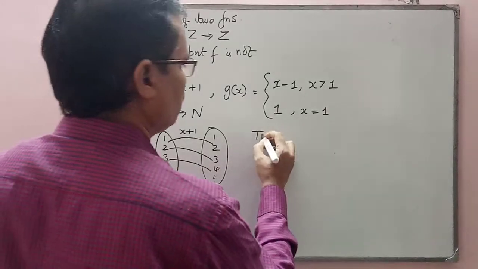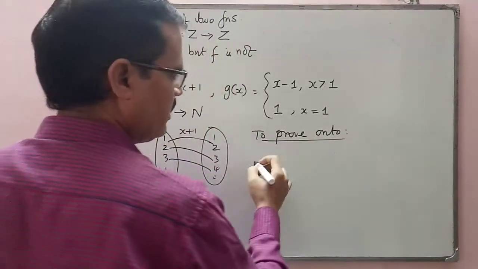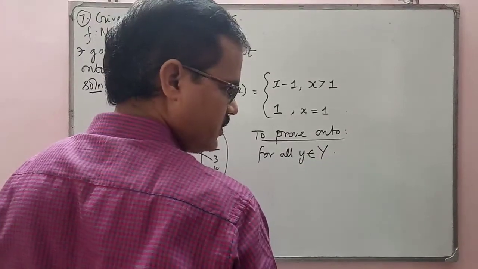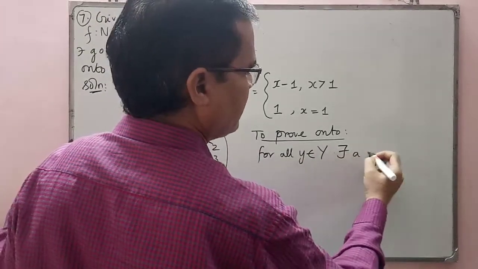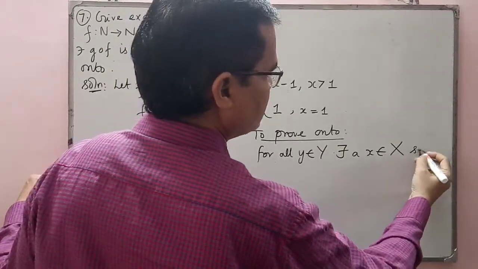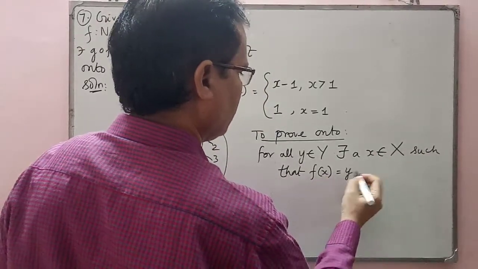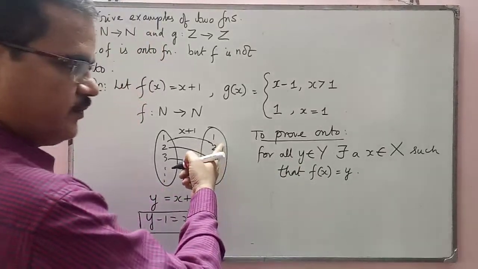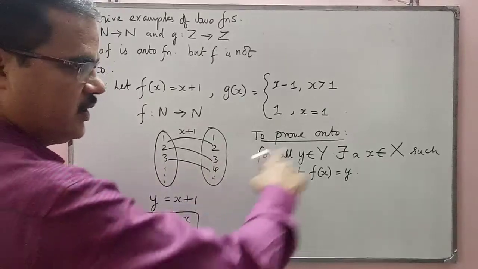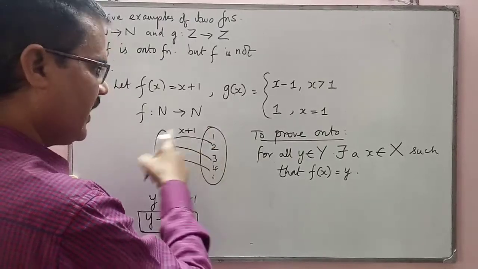Now to prove onto, what is the definition, children? In every problem I write the onto function definition: for all y belonging to capital Y, which is the codomain, there exists an x belonging to capital X, where capital X refers to the domain, such that f of x equals y. So for every image you should have an element in the domain. Whenever you have a y in your codomain, you should have an x in the domain.